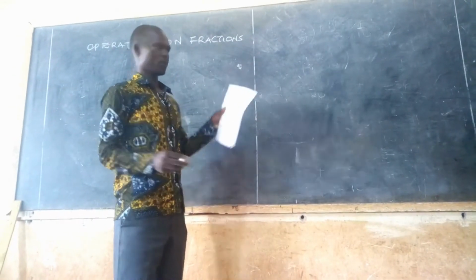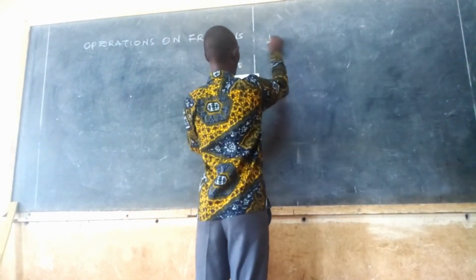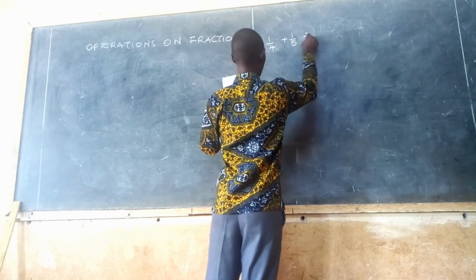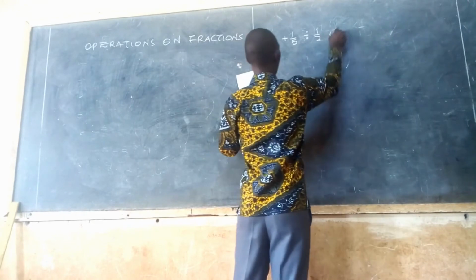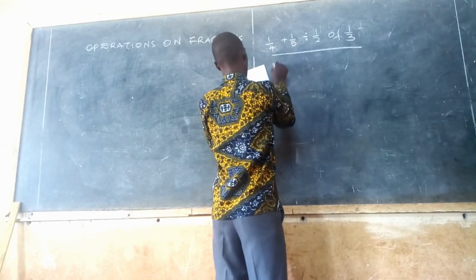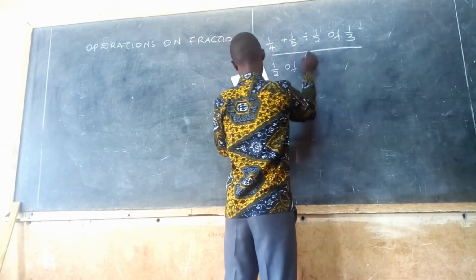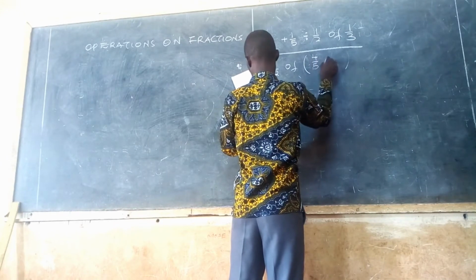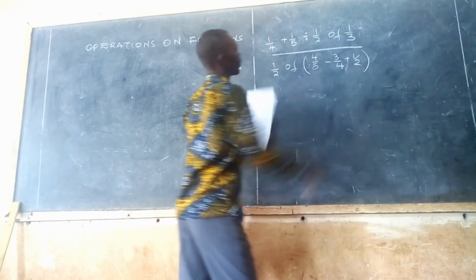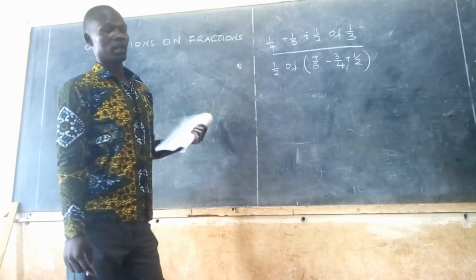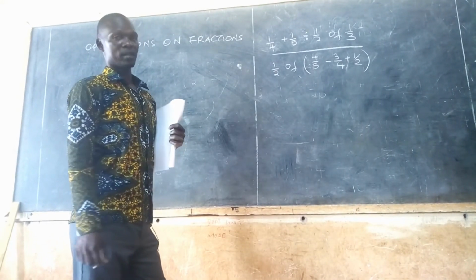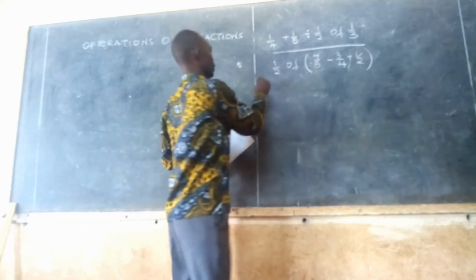The final BODMAS question I want to work or evaluate is 1 over 4 plus 1 over 5 divided by 1 over 2 of 1 over 3, all over 1 over 2 of 4 over 5 minus 3 over 4 plus 1 over 2. When I look at this one, I discover that all of them are proper fractions, so I will not struggle with them. But as I said, begin with the numerator first.